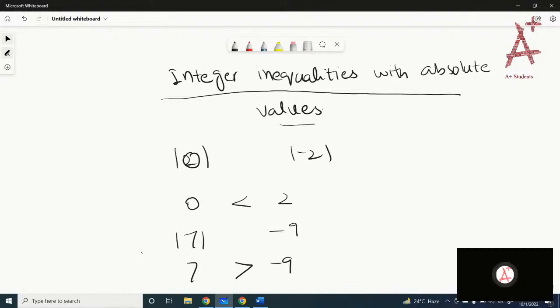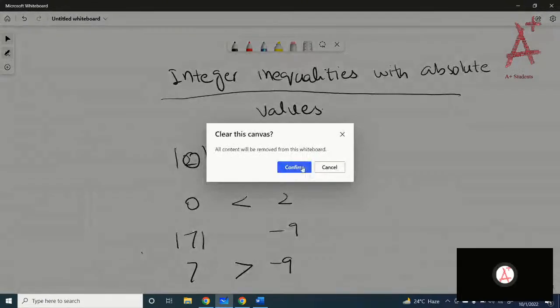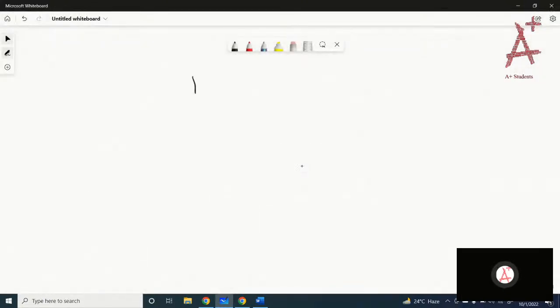Okay, let's start with another example. The next number is the absolute value of negative 1 and 1. So the absolute value of negative 1 is 1 and the absolute value of 1 is 1. So 1 and 1 are equal. Got it?